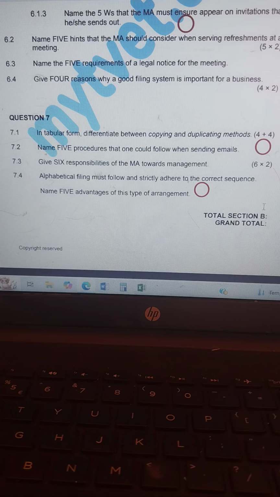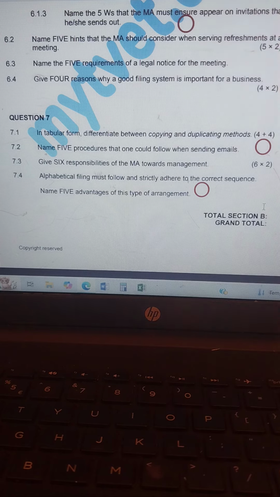Number 1, filing means keeping documents in a safe place and being able to find them quickly and easily, which saves time and money. Number 2, documents that are cared for will not easily tear, get lost, or become dirty.